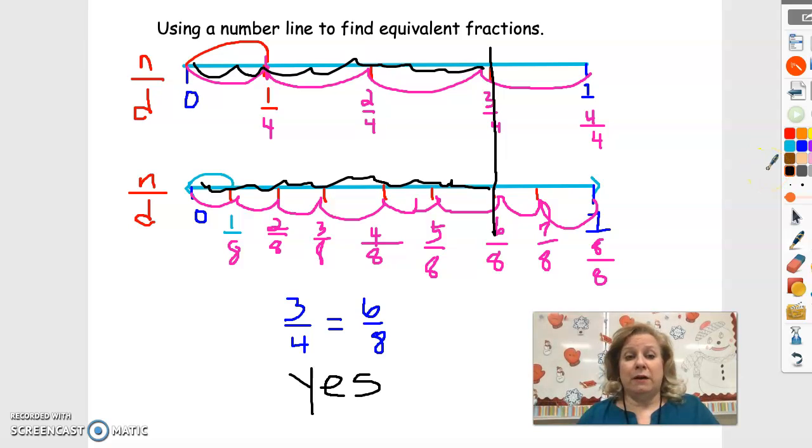So we're working on finding equivalent fractions on models and on a number line today. This is just a short mini lesson to get your thoughts going on this. You can refer back to this lesson if you need some more practice, and I'll be working with you in a small group also to keep working on this and practicing this objective.